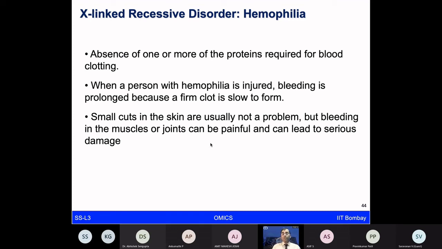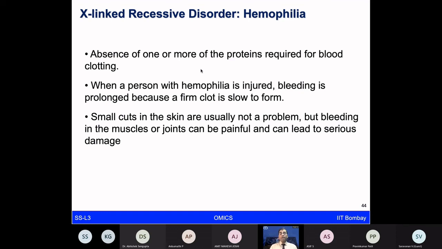Additionally, a similar concept is also applicable for hemophilia, which you might have heard about from the royal family story in the UK. I'm not going to talk in detail about that, but again, a similar phenomenon is observed in hemophilia, which is a disease based on the absence of one or more of the proteins required for blood clotting. Whenever we have an accident and blood is coming out, for blood to clot, some proteins and factors are required, and if those are absent, then you will see a lot of blood loss.